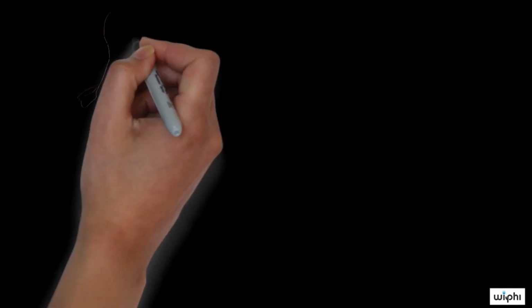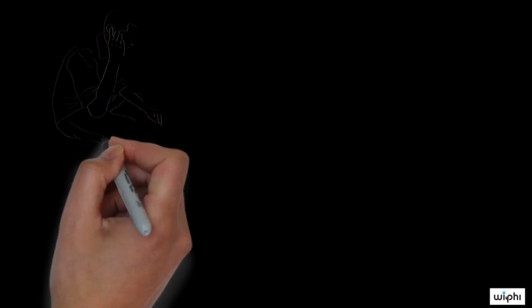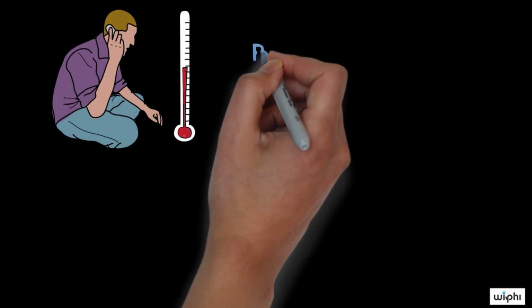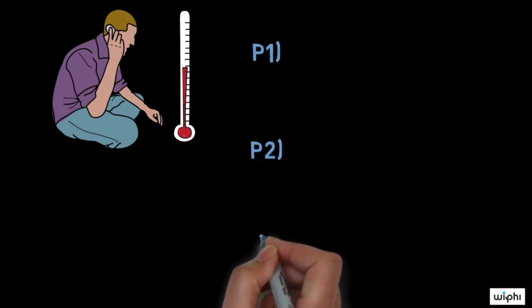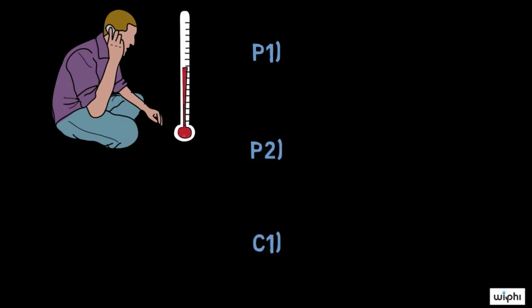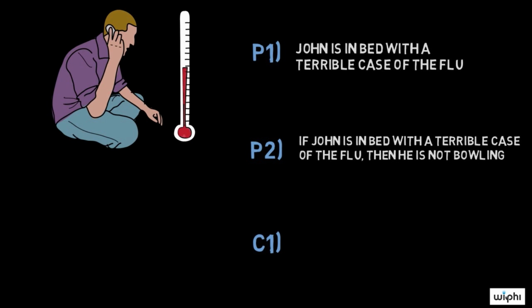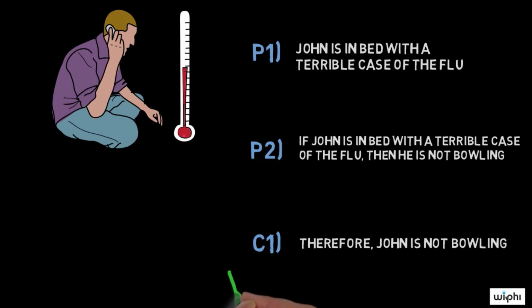Consider the following example. Say that John calls his boss at work one day and tells her that he is in bed with a terrible case of the flu. His boss, it seems, could use that information to construct the following argument. Premise 1. John is in bed with a terrible case of the flu. Premise 2. If John is in bed with a terrible case of the flu, then he is not bowling. Conclusion. Therefore, John is not bowling.